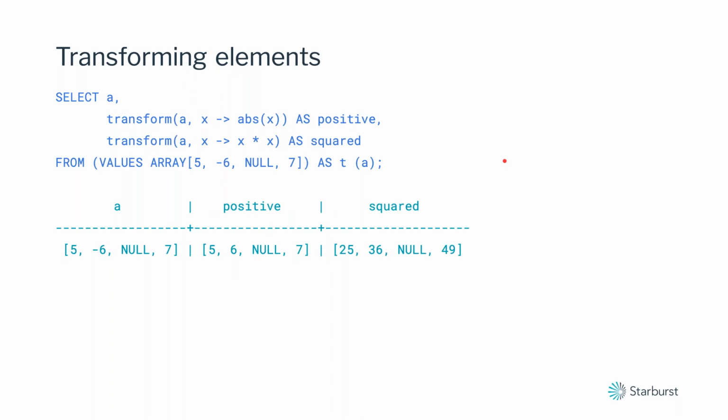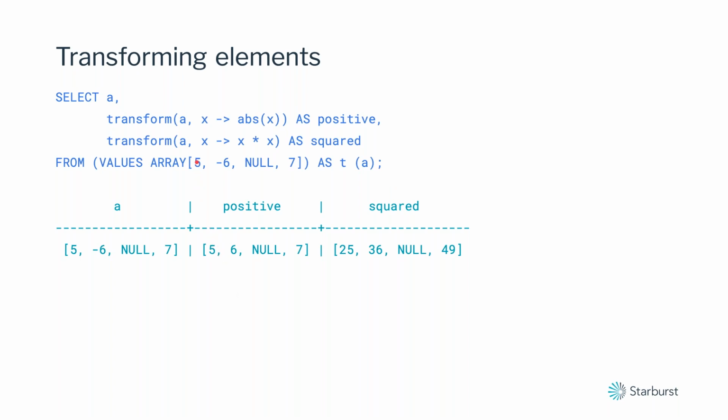Another thing you can do with an array is transform the values into another value, even of a different data type. Here we've got the same array, 5, -6, null, and 7 from the previous slide. Our function for the first one is, give us an array where each value is the absolute value, so all the values are positive in the array.